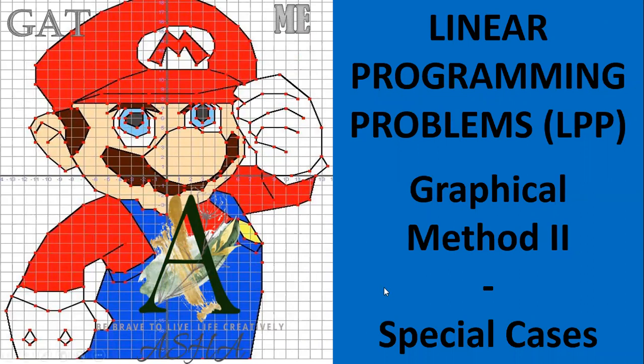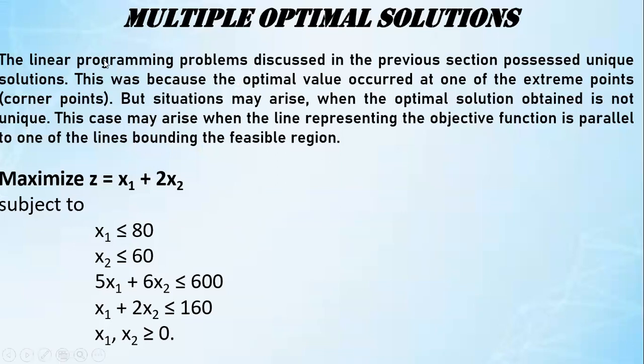Today I'm going to discuss the graphical method, that is, special cases regarding the graphical method to solve linear programming problems. The linear programming problems discussed in the previous lecture contained only unique solutions. This is because the optimal value occurred at only one of the extreme points, that is, any one of the corner points when you substituted in the optimal equation.